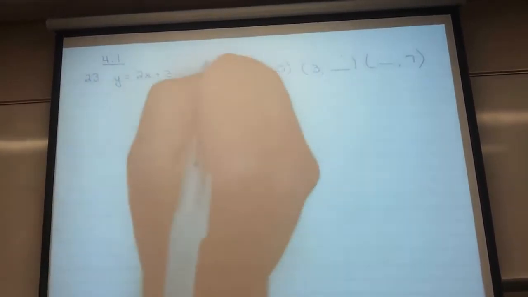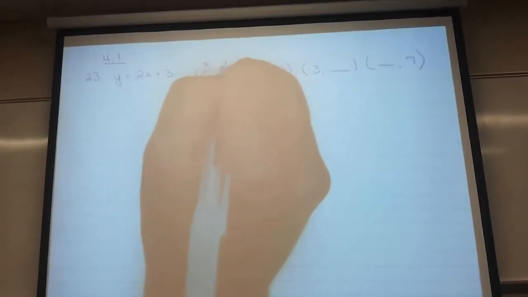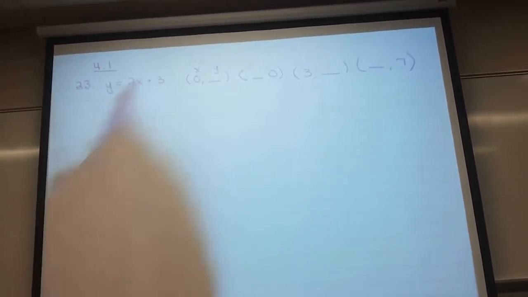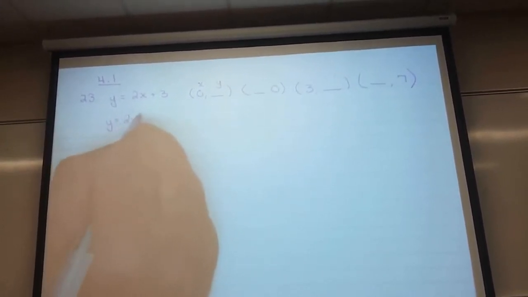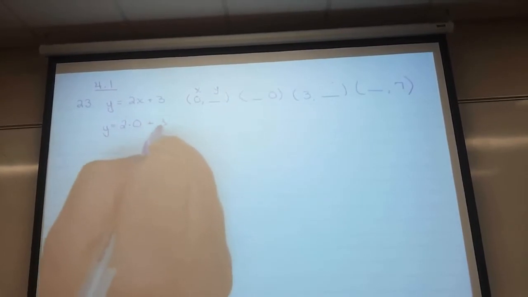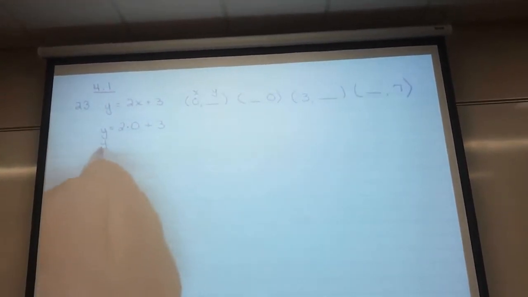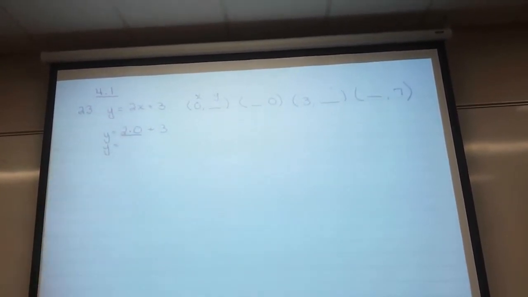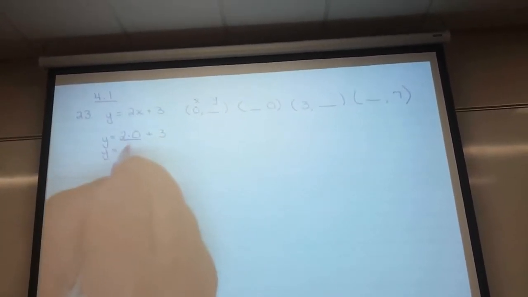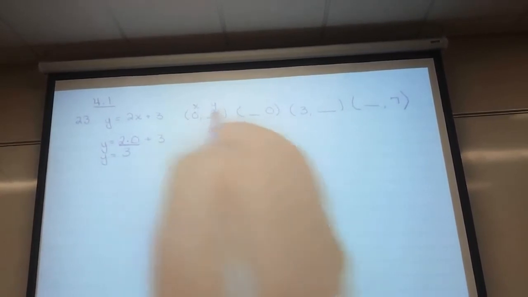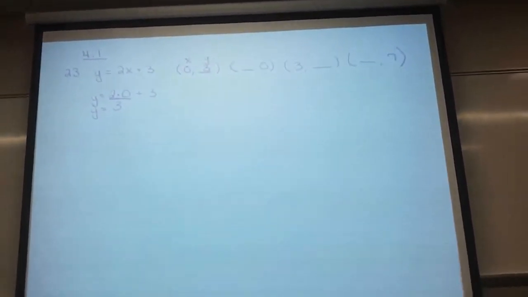If I put, okay, remember this is x, this is y. So if I put 0 in for x, I'm just going to do them all. 2 times 0 plus 3. So y equals, what's 2 times 0? 0. Plus 3. 3. So that's the first one. That one was okay? Okay.